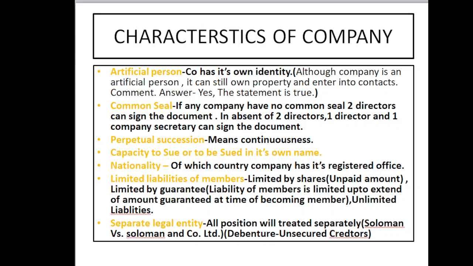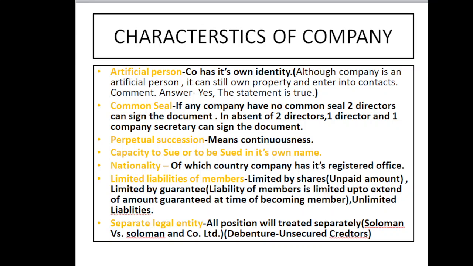If any company has no common seal, two directors can sign the document. In absence of two directors, like as directors are out of India, then one director and one company secretary can sign the document. Perpetual succession means continuousness. Company can sue or be sued in its own name. Nationality of which country? The country where the company has its registered office.